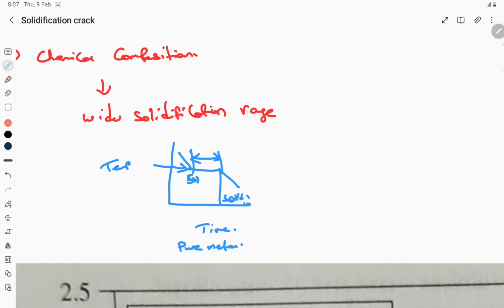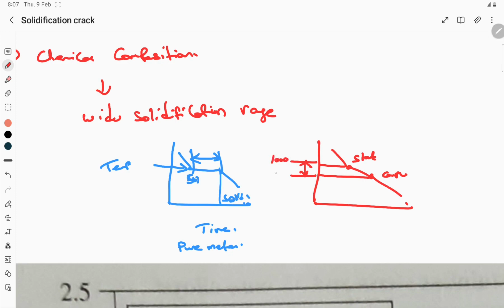Whereas in the case of alloys, the solidification behavior will be over a wide temperature range. This is the major reason for the formation of solidification crack. At this location solid particles will start to form, and at this location it will be completed. So you can see there is a temperature difference. Let us say it may start at 1000 degrees Celsius and end at 900 degrees Celsius, so it has a solidification range of 100 degrees Celsius.